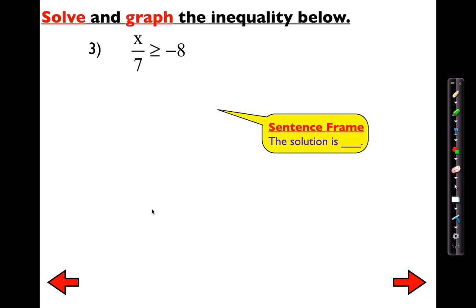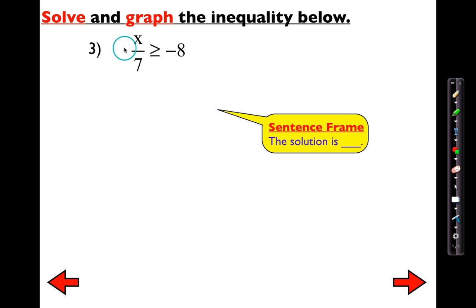So now, number 3, very similar, except it looks slightly different. My goal is still to isolate x. So in this case, this is x over 7. So in order to isolate x, I'm going to read it, instead of "over 7," as x divided by 7. Why do I need to know that? Because in order to isolate it, I need to know the operation so I can do the inverse.